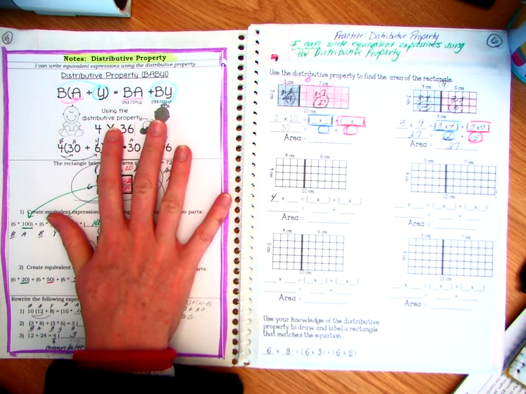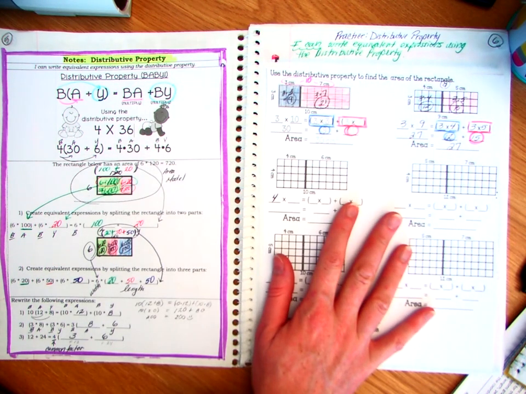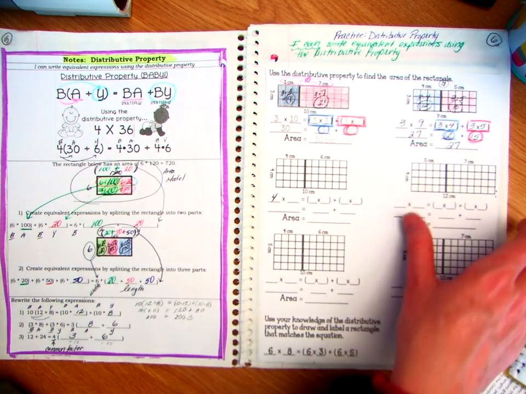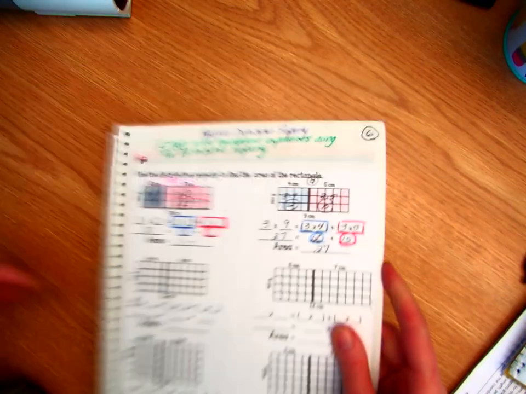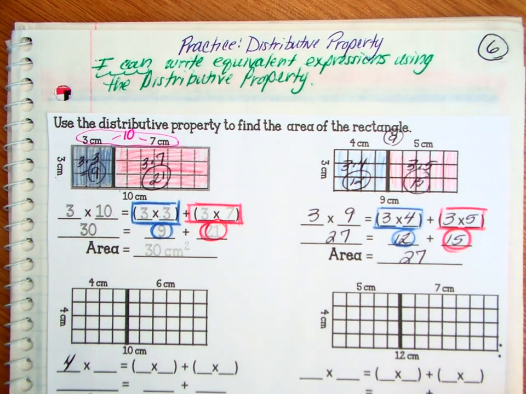In class, on page 5, we had taken many notes, the BA-BY notes. Also in class, we had started on page 6, the practice page. Well, now we need to continue with the practice page so that we can finish our notes on distributive property. I can write equivalent expressions using a distributive property.